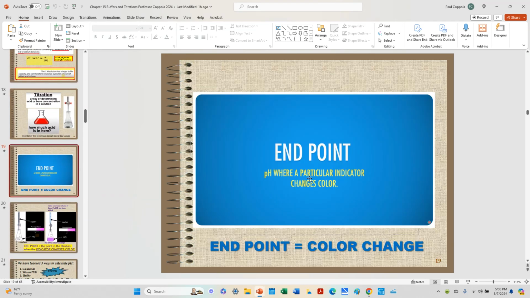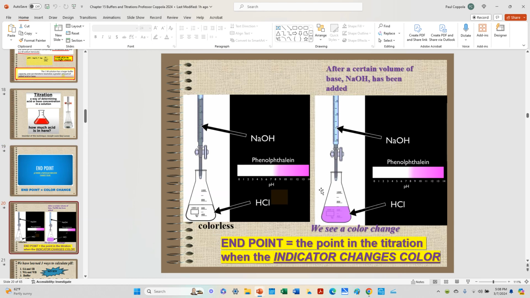Okay, slide 19. Endpoint. Endpoint occurs when the indicator changes color. So endpoint is equal to the point in the titration where the indicator changes color. So let's say you have an acid, it's clear, let's say this is phenolphthalein, it's colorless. As you add the base, at a certain point it's going to change color, and when it changes color, that's called the endpoint. So endpoint is the point where the indicator changes colors. Again, for the matching, you may see that, so make sure you're clear on that.